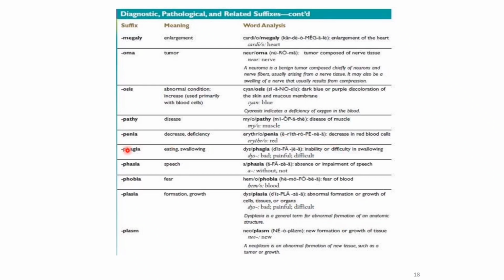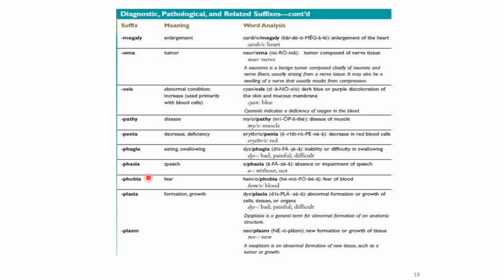Then phagia. Phagia means it is related to eating or swallowing. And the word analysis for the suffix phagia is dysphagia. Over here dys means bad or painful. So dysphagia means inability or difficulty in swallowing.